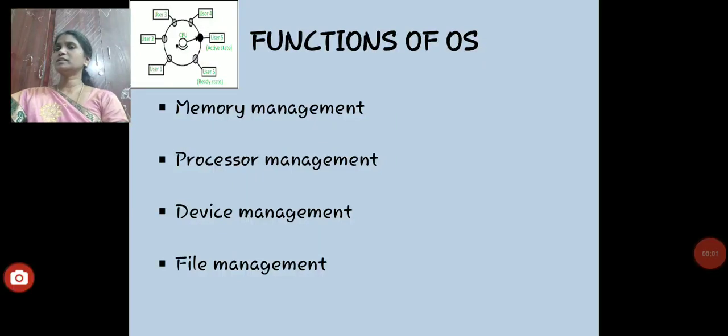So now we see the functions of operating systems. There are four functions of an operating system. The operating system performs four services or four functions for the computer users to use the computer hardware. They are memory management, processor management, device management and file management. We see everything in detail one by one.